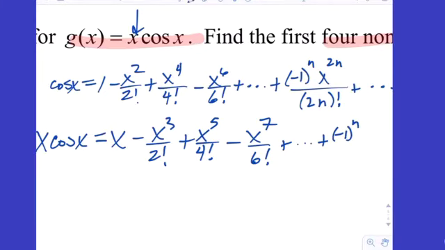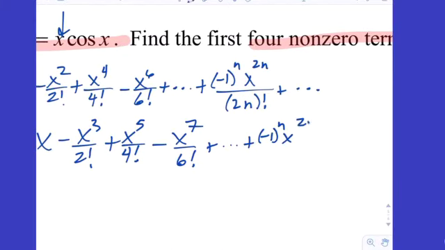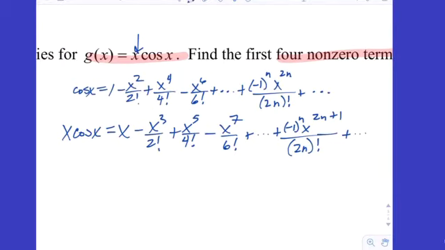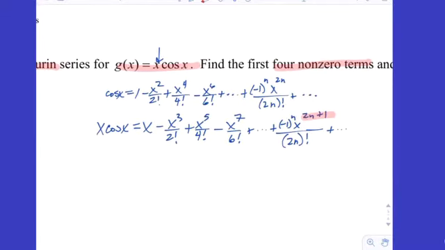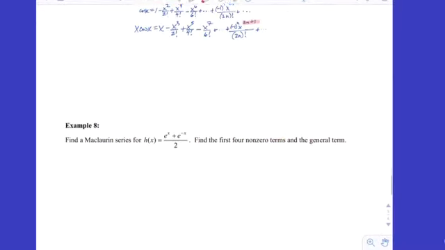Negative 1 to the n, x to the, we're adding 1, so it becomes 2n plus 1 all over, keep it, 2n factorial. Let's quickly check to see if the alternator is the same. I would need my n to start with 0, so that 2n plus 1 gave me x to the first, and negative 1 to the 0 is still positive, so that works. Okay, great. So that's not that bad, right?